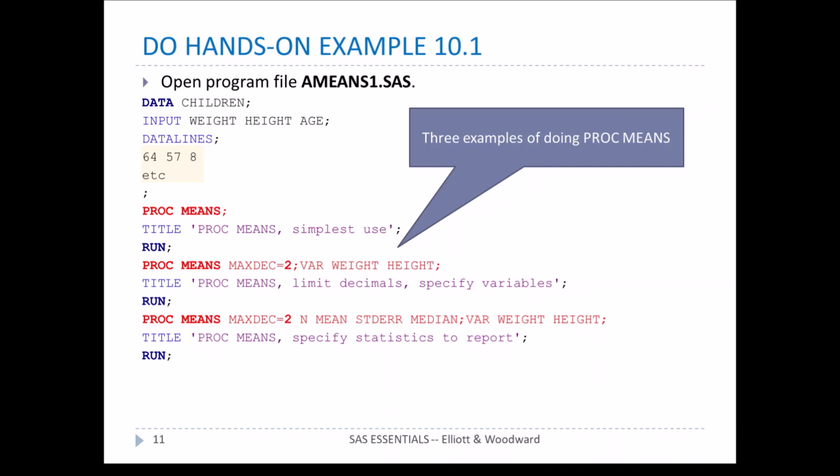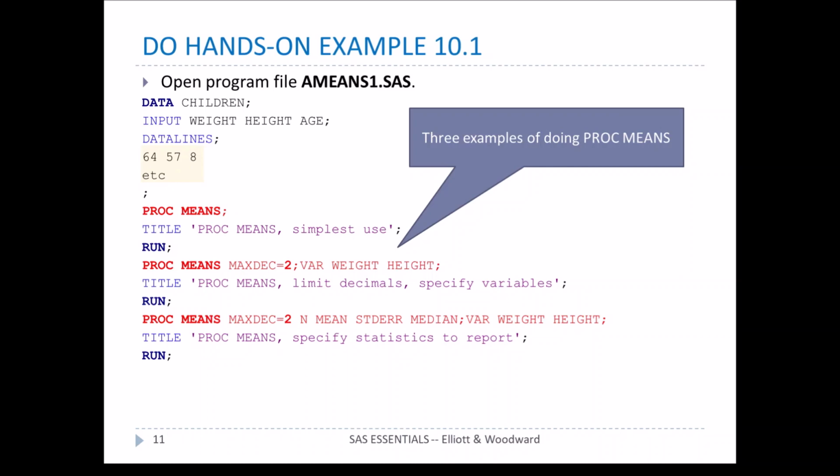And since we don't have a data set listed, it's just going to use the latest data set, which happens to be children. The next one is PROC MEANS with maxdec equal 2, so we're limiting the number of decimal places, and then we choose specific variables, weight and height.